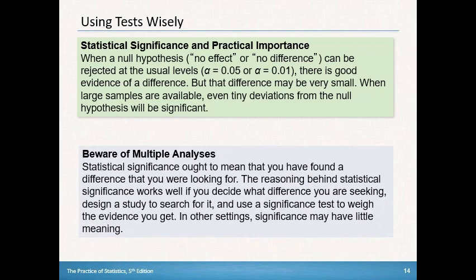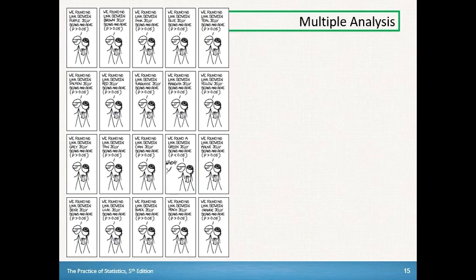All right, and then the last thing, and we have a little visual to help represent this, multiple analysis. A statistical significance ought to mean that you found a difference that you were looking for. So it's wrong to just keep trying more and more different things. Like, oh, let's try this, and that's statistically significant. No, let's try this. And so here's a good example, a visual to help explain that. This might be kind of hard to read, but it says, we found no link between purple jelly beans and acne. The p-value is greater than 0.05. Okay, so there doesn't seem to be a link.